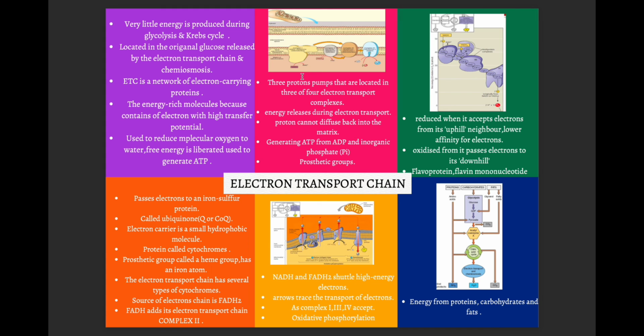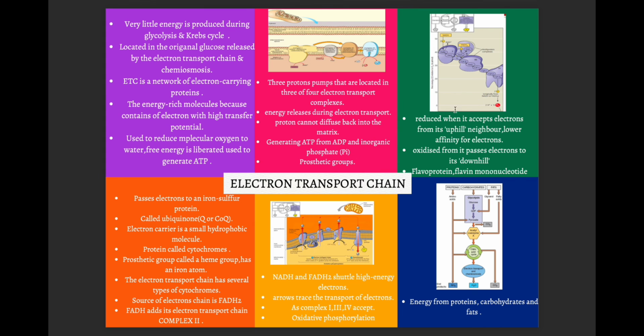And besides, the electron carriers in the mitochondrial inner membrane transfer electrons from NADH and FADH2 to oxygen. The first point is the 3 proton pumps that are located in 3 of the 4 electron transport complexes. The second is the energy released during electron transport. The third is that protons cannot diffuse back into the matrix. The fourth is generating ATP from ADP and inorganic phosphate.